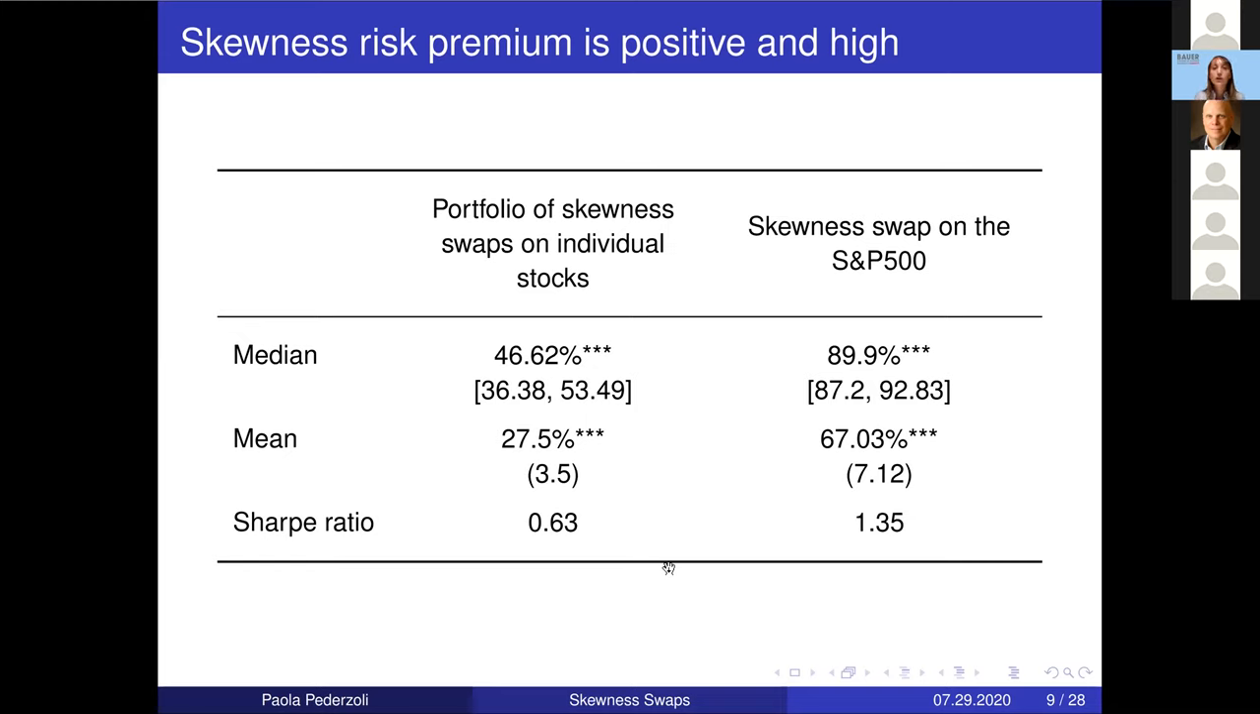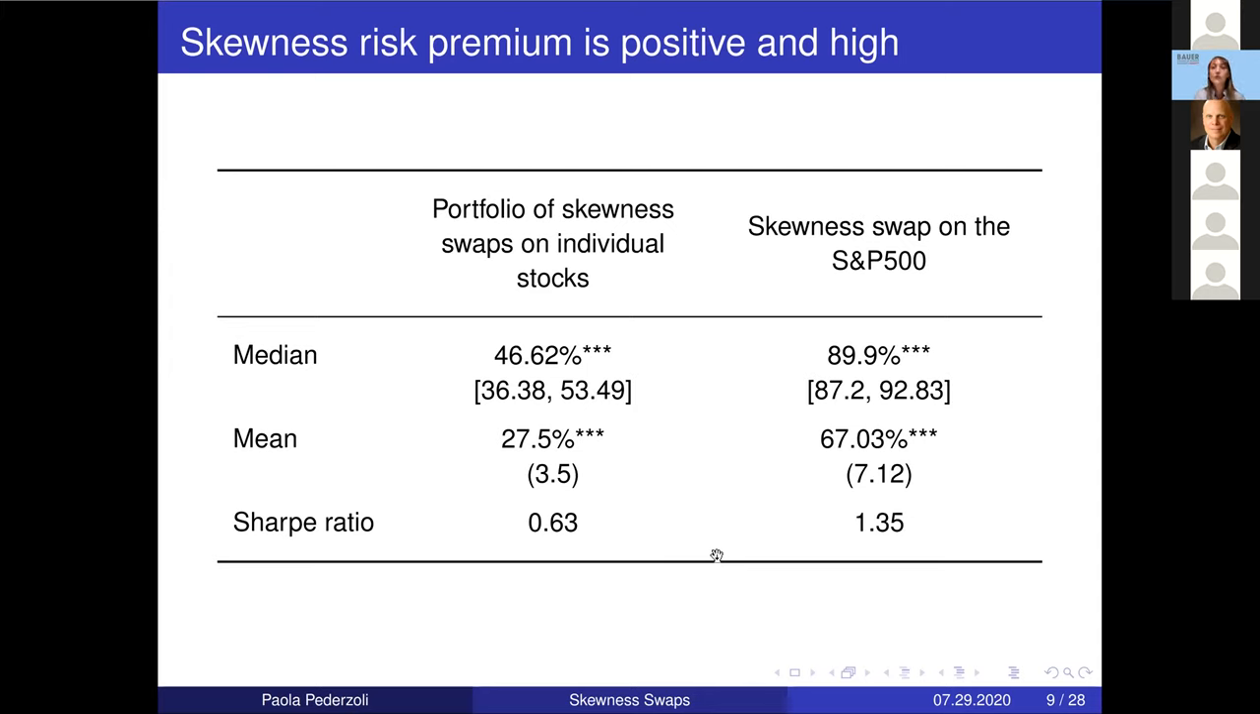So this table shows the mean and the median monthly return of a portfolio of skewness swaps on individual stocks. Basically every month I compute a skewness swap for every stock. Then I can group all these skewness swaps into a value-weighted portfolio, where I weight each skewness swap with the weight that the stock has in the index. So this is the average returns, and also the average returns for the skewness swap on the S&P 500. For the median, those in brackets are the bootstrap confidence intervals, and for the mean, this is the t-statistic, and the last line is the annualized Sharpe ratio.